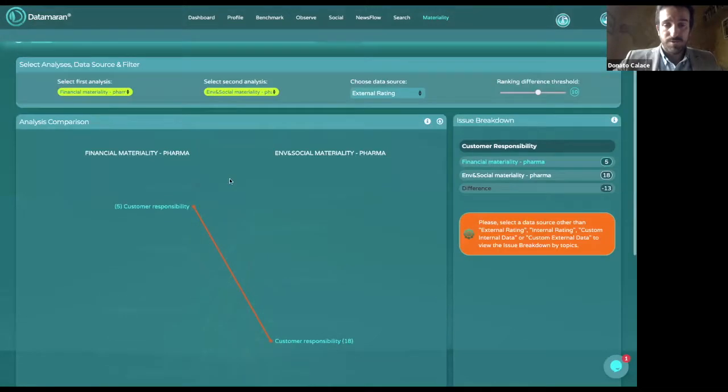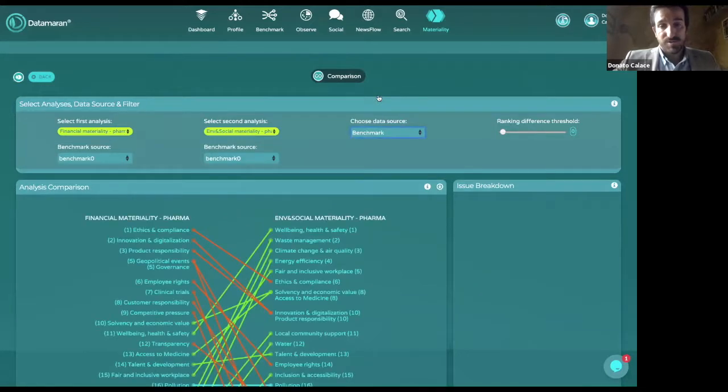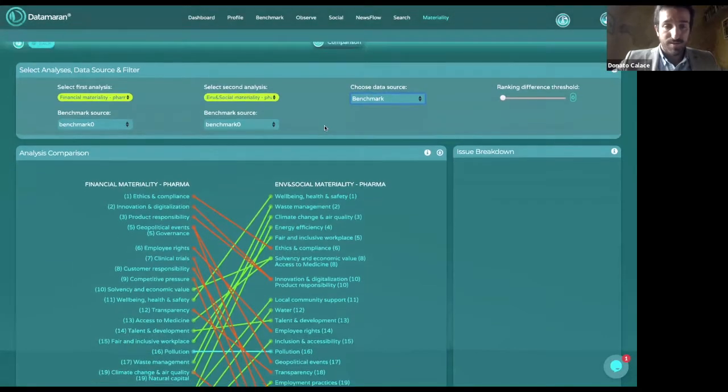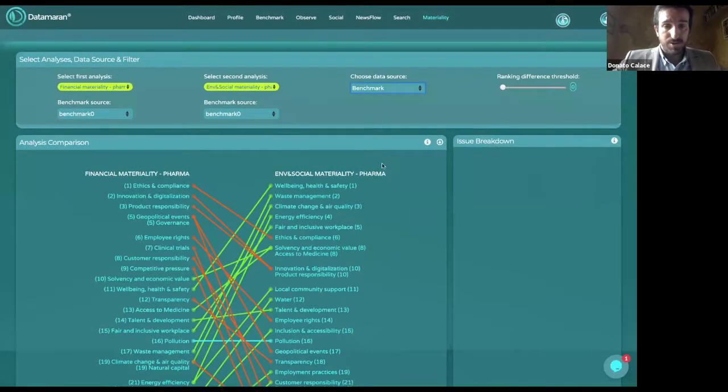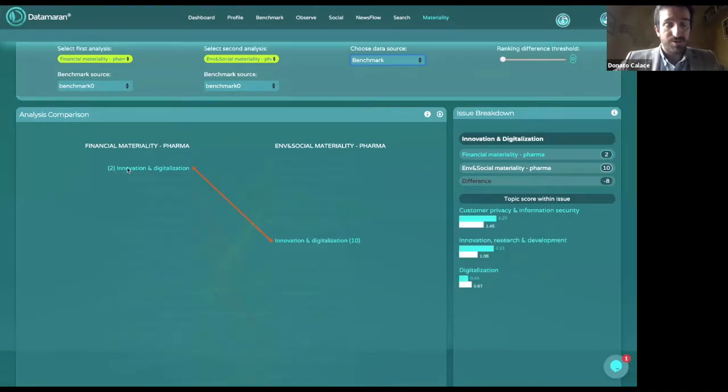We can also deep dive into the different sources that we are analyzing, comparing specifically the disclosures in sustainability reports versus the disclosures in financial reports. And this analysis is quite telling because you can actually see what are the top topics that are disclosed in financial statements versus those that are mentioned primarily in sustainability reports. And that gives a very different perspective of what is important for the sector. Look, for example, how innovation and digitalization is way more important from a financial materiality perspective.